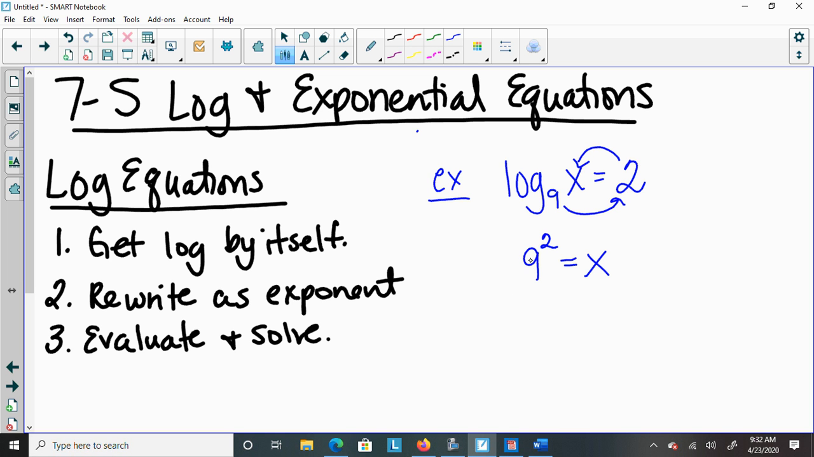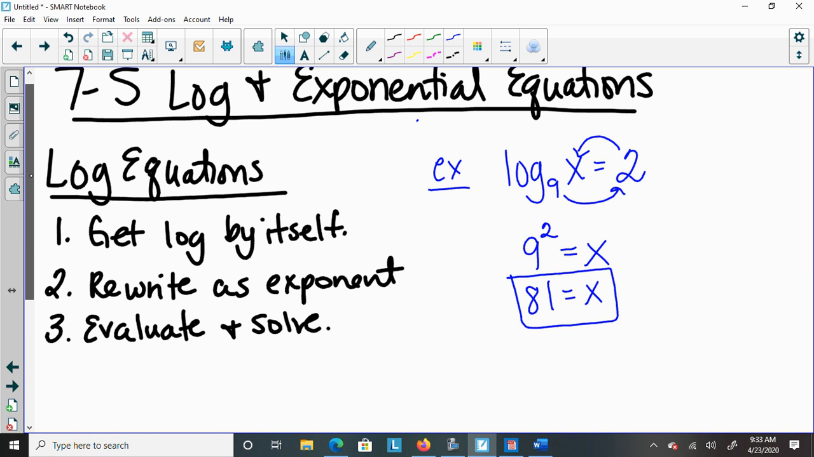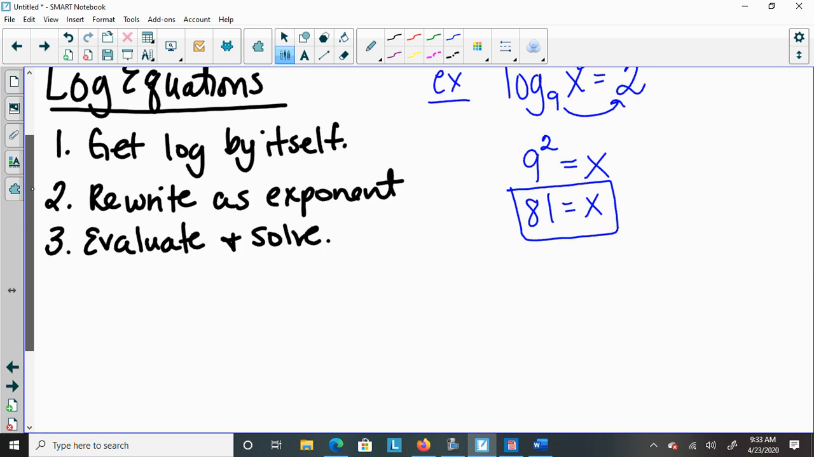So we just look and see what is 9 squared. 9 times 9 is 81, so that's my evaluate part. So 81 is x, and we're done. Okay, so x is 81. You can always double check it. 9 to the second power, yes, that is 81. So that's if you don't have a number in the front or any steps at the end. That's a straightforward log equation. We'll do one now where you've got to do something first before you can rewrite it as an exponent.